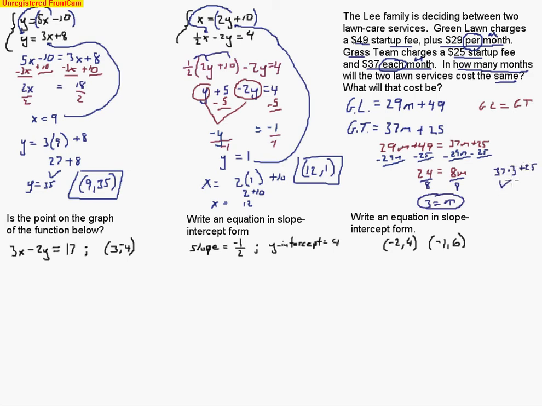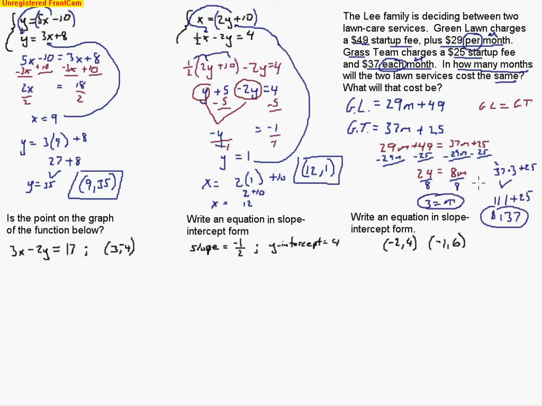So when I multiply these two, I get 21, carry a 2. 9 and 2 make 11, and then add the 25. So you add those numbers together, you end up with $137. So after 3 months, they are both going to charge $137.